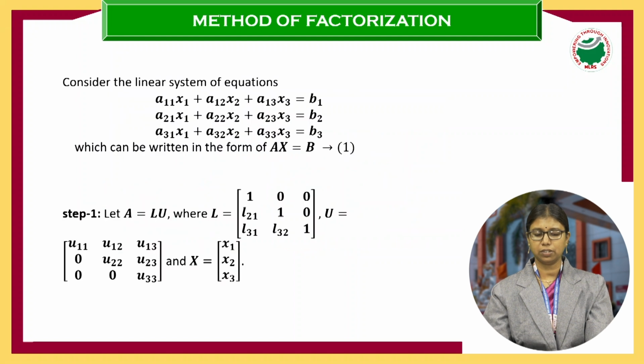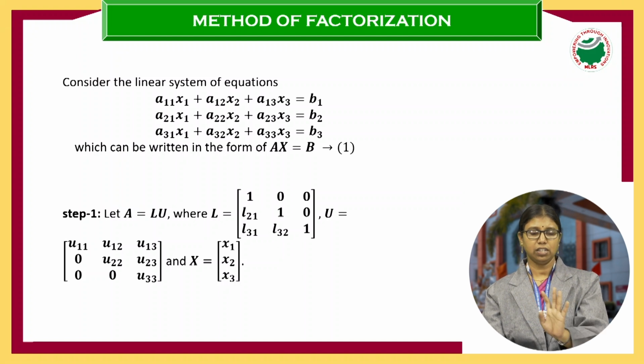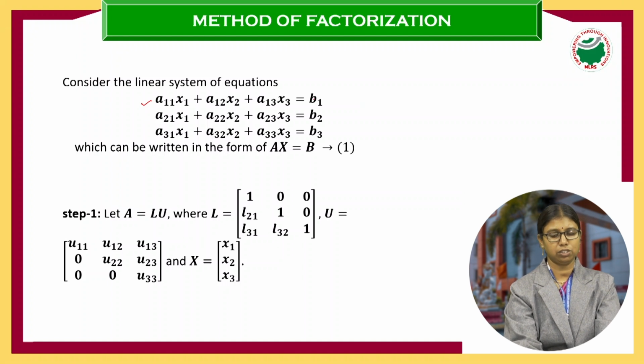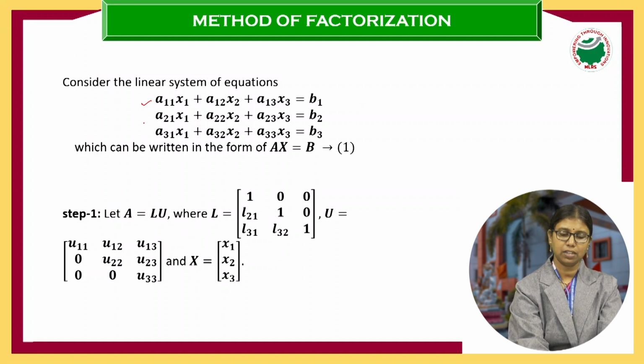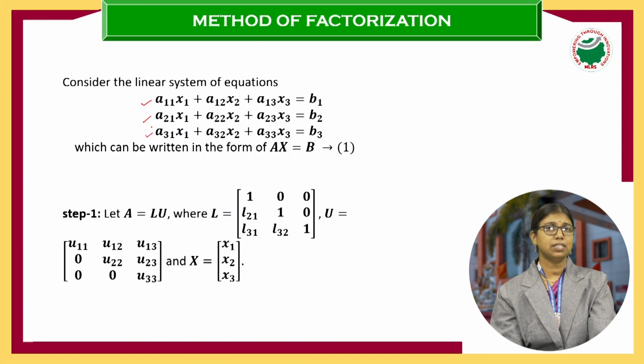Coming to the procedure, we'll do it in 3 steps. Before that, first I'll take 3 equations with 3 unknowns: a11 x1 plus a12 x2 plus a13 x3 equal to b1, a21 x1 plus a22 x2 plus a23 x3 equal to b2, and similarly a31 x1 plus a32 x2 plus a33 x3 equal to b3.